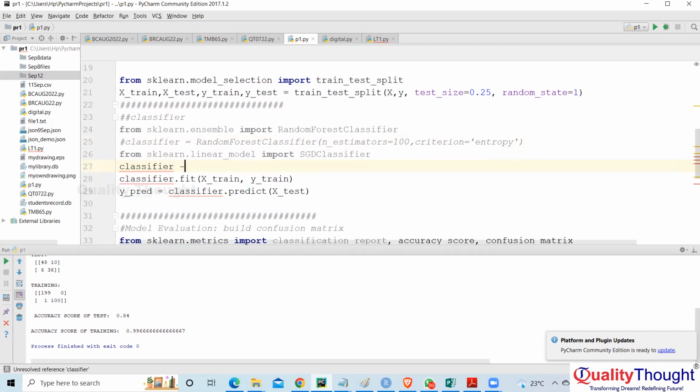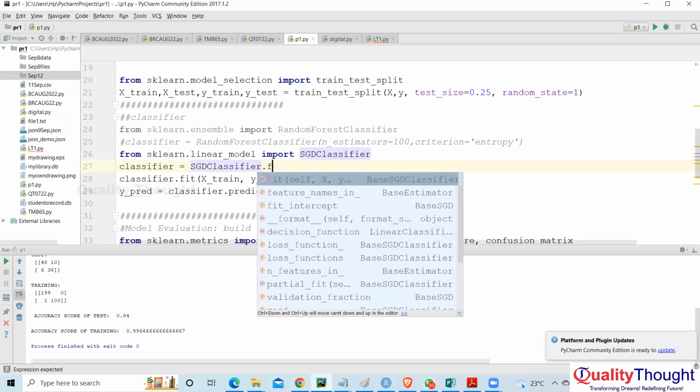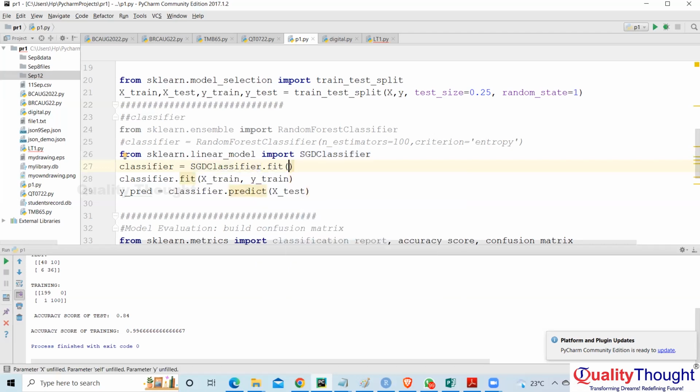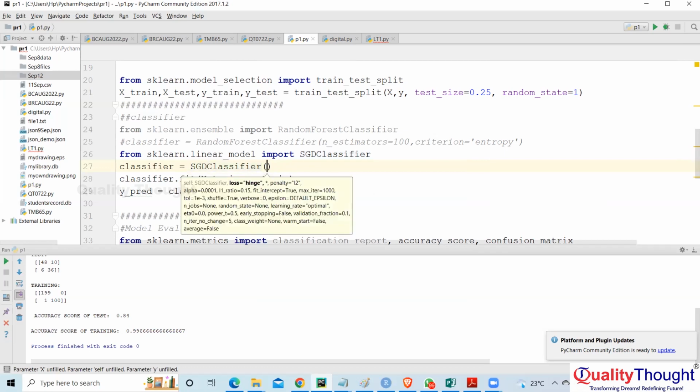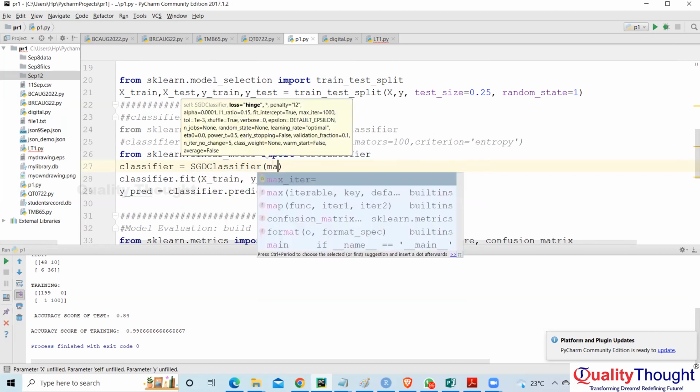Then the classifier will be equal to SGDClassifier, and then fit. Sorry, you first have to call the object. In the object we give the maximum iterations that you want to perform. If it does not find the answer, it will stop after max iterations.